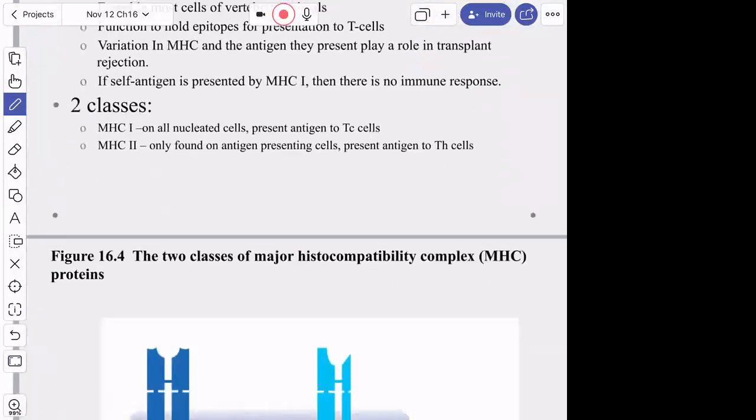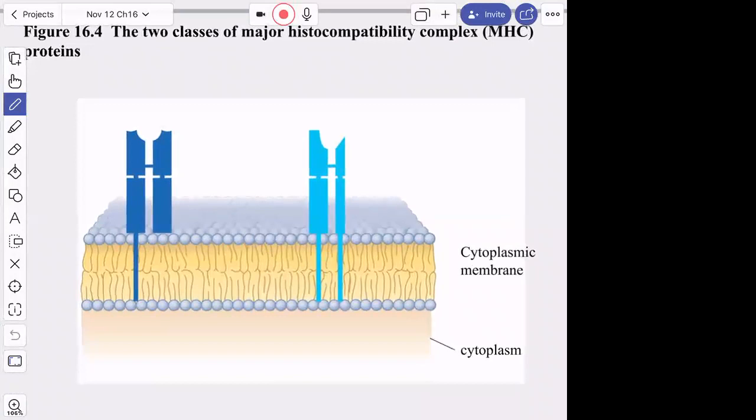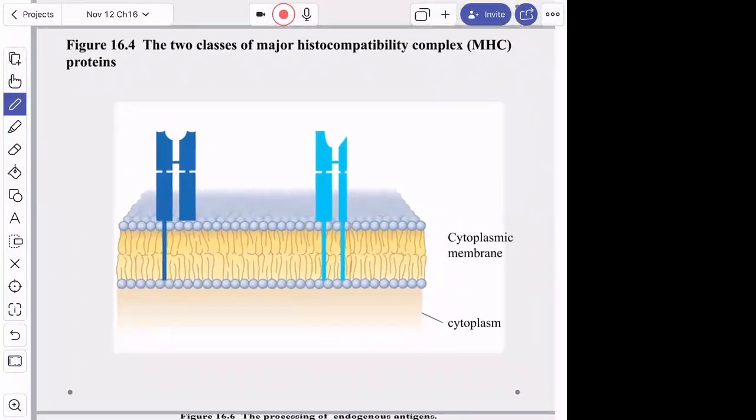Let me come back to this slide, but I always like to have a visual whenever possible. This is your book's figure 16.4. The one on the left is MHC class 1, and on the right is MHC class 2. The difference here is MHC class 1 seems to have only one membrane-spanning portion, and MHC class 2 has two. But they have different functions. MHC class 1 is going to present antigen that's normally within the cell. MHC class 1 is on every nucleated cell in our bodies. Can you think of a kind of cell that doesn't have a nucleus?